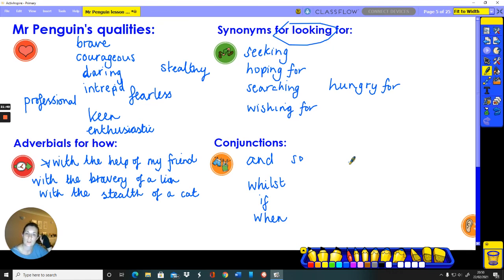Okay, so you can see my conjunctions. I've gone with and, so. I'm not sure I'm going to use them, if I'm honest, but it just reminds me that I can use conjunctions to help me form my sentences, to help me look at those multi-clause sentences to give more information. Whilst, if and when, again, I may not use them, but it's good practice to think about how you might join your sentences.